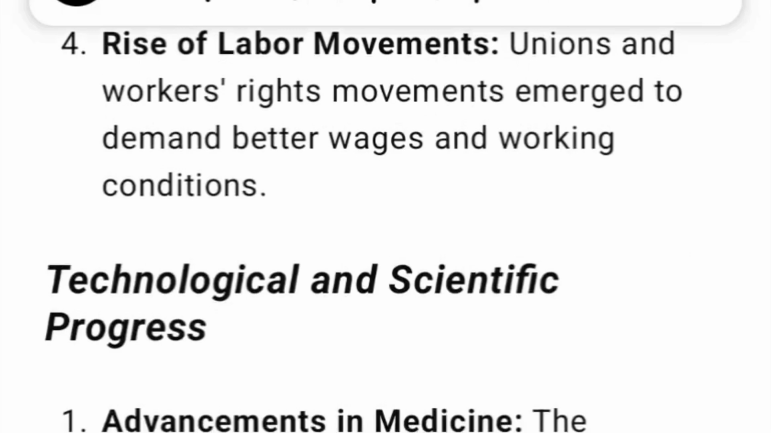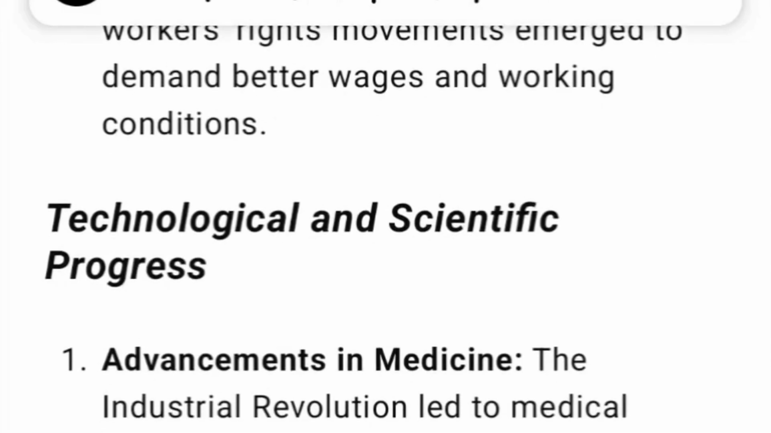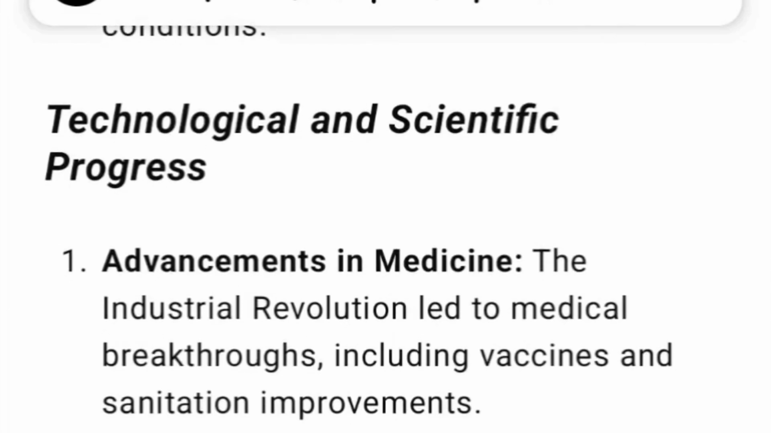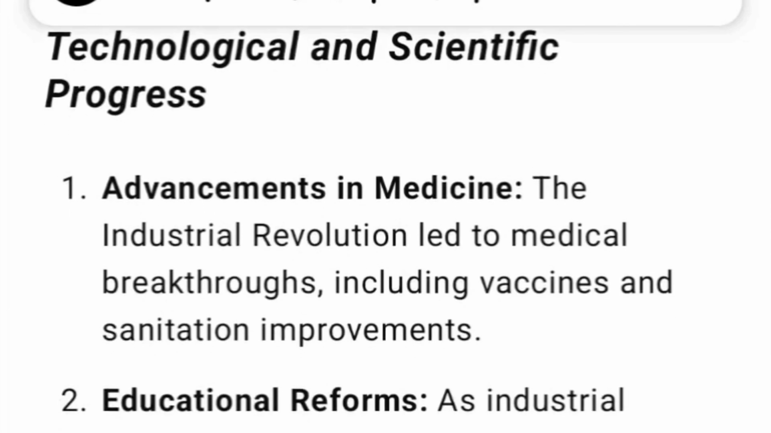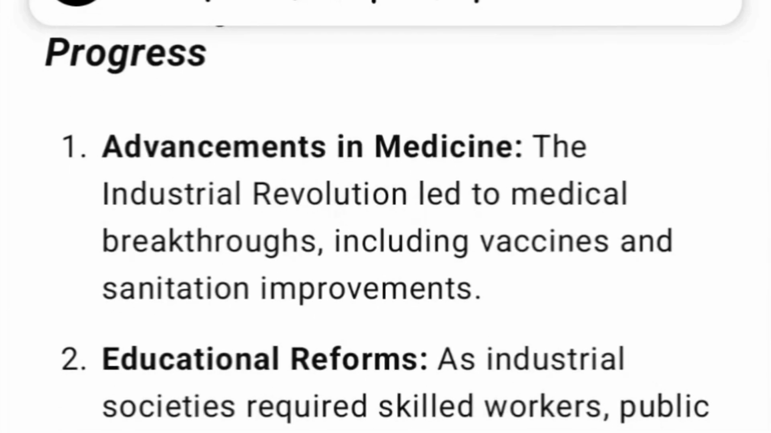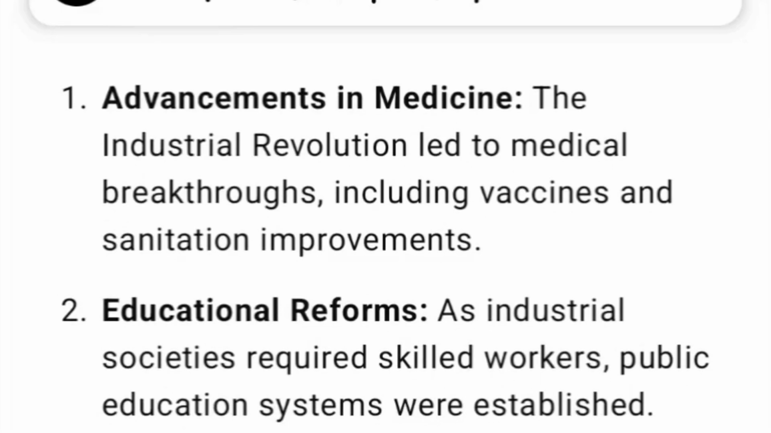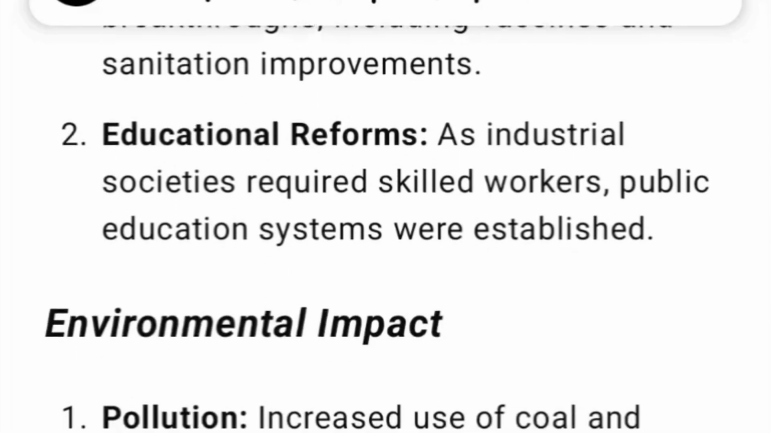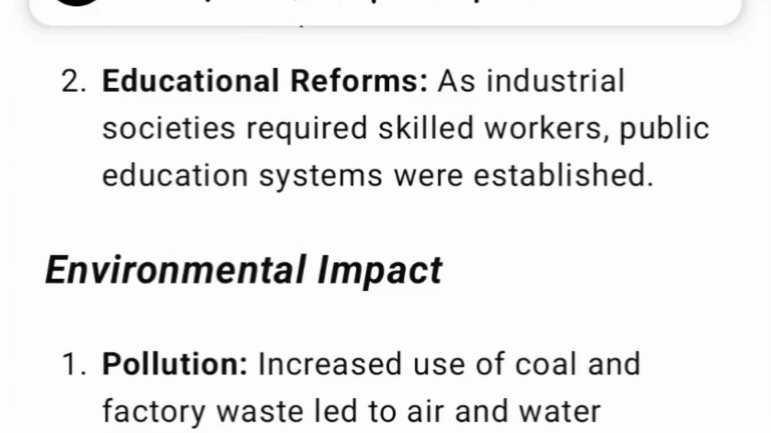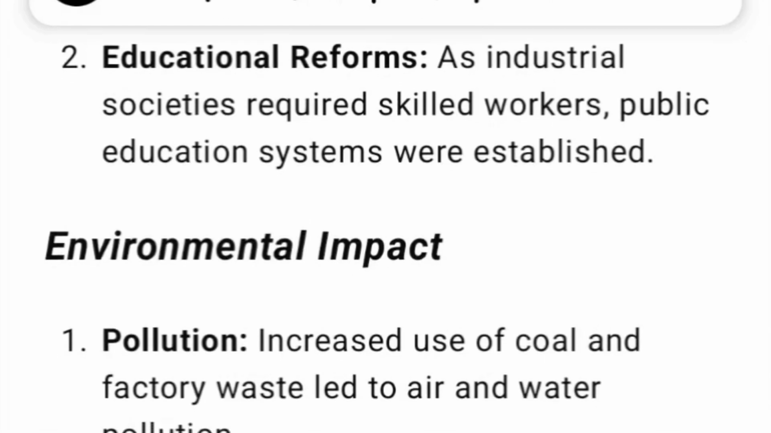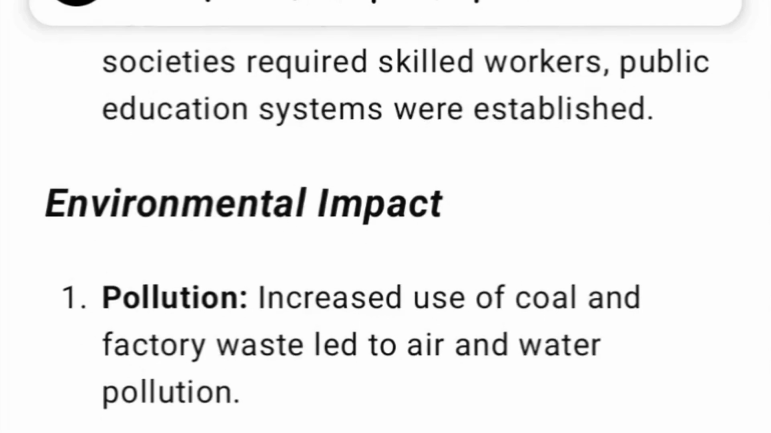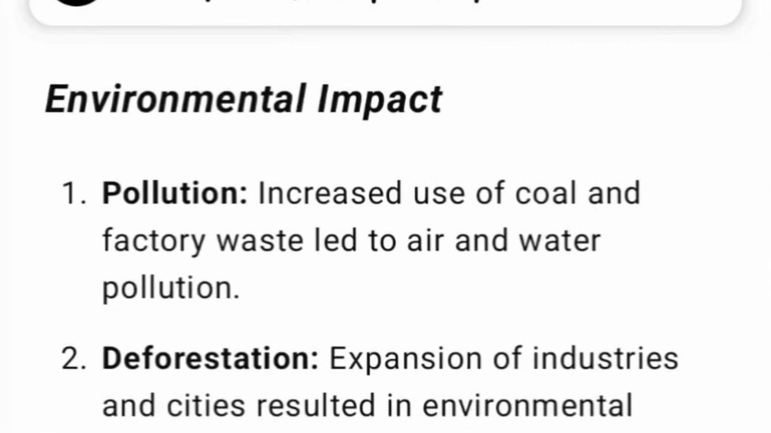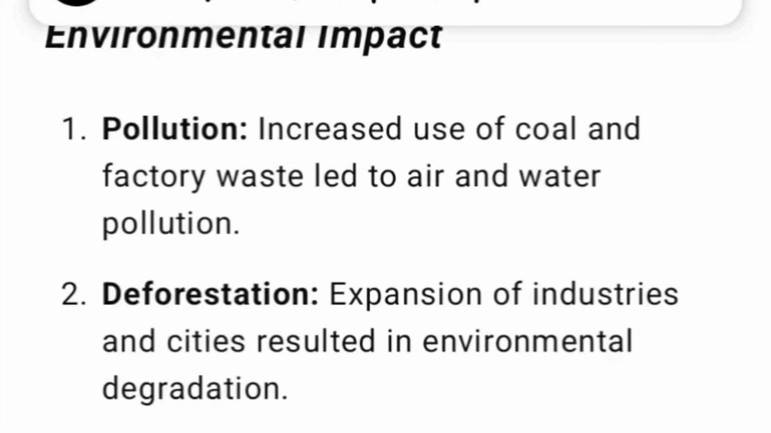Technological and scientific progress. 1. Advancements in medicine. The Industrial Revolution led to medical breakthroughs, including vaccines and sanitation improvements. 2. Educational reforms. As industrial societies required skilled workers, public education systems were established. Environmental impact. 1. Pollution. Increased use of coal and factory waste led to air and water pollution. 2. Deforestation. Expansion of industries and cities resulted in environmental degradation.